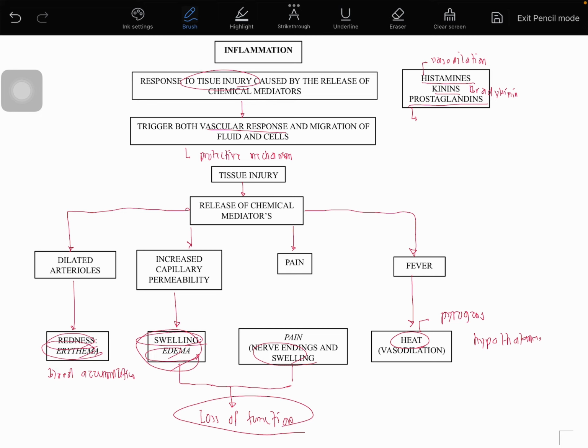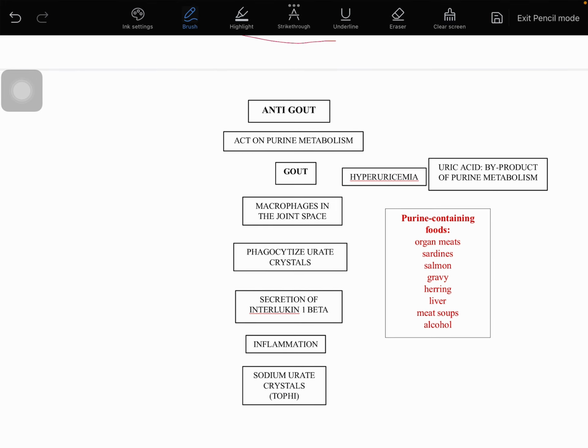So that is your cardinal signs of your inflammation. What is the relevance of this one, sir? Bakit importante po na malaman po natin yung mismong process of inflammation natin? It's because you will not be able to understand yung mismong concept ng anti-gout agents natin kung in the first place, hindi po natin alam yung mismong pathophysiology ng ating inflammation na tinatawag. Okay, so let's proceed now with your gout.